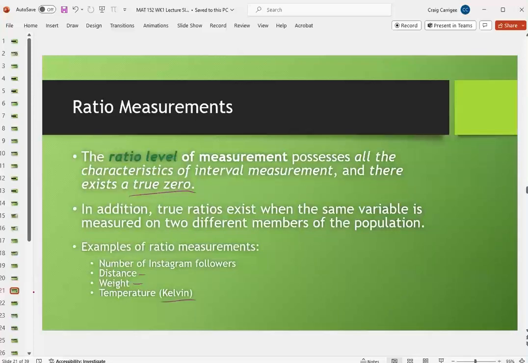And for the same thing, Kelvin temperature scales do have a true zero. It's absolute zero. It's the point where motion stops. There are no temperature measurements below that. So that zero means something.